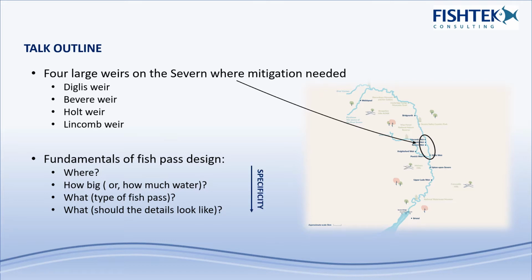And in terms of specificity within these questions, we're really starting at a very high level in terms of, well, where do we build the fish pass? And then we're working down towards more detailed questions like, what do the internal hydraulics of the fish pass look like? And how are we going to engineer the fish pass to get those hydraulics?